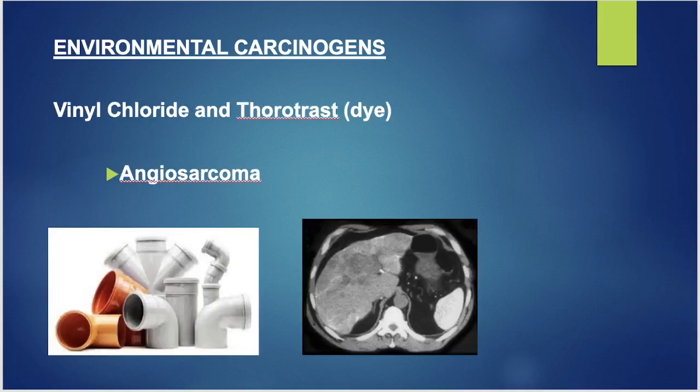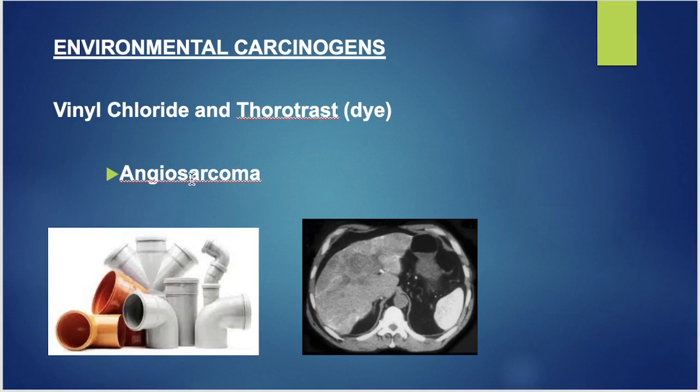We also have your vinyl chloride and your thorotrast dye. So your vinyl chloride, usually found sa ating mga PVCs. This is a radioactive thorium dioxide used as a contrast agent until the 1950s. Usually ginagamit ito siya for radioactive for contrast agent. For example, this part here. So pwede siyang present sa PVC or ginagamit siya as contrast agent. So the purpose of having a contrast agent is for possible diagnosis. But then again, this will lead to angiosarcoma.